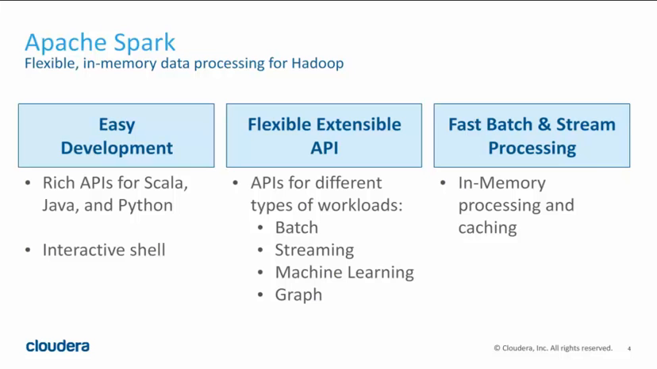And despite the richness of the API, Spark is also very flexible and extensible. And that's exemplified by the various higher order frameworks that have been built on top. For example, there are rich frameworks and libraries for machine learning, graph processing, and so on.